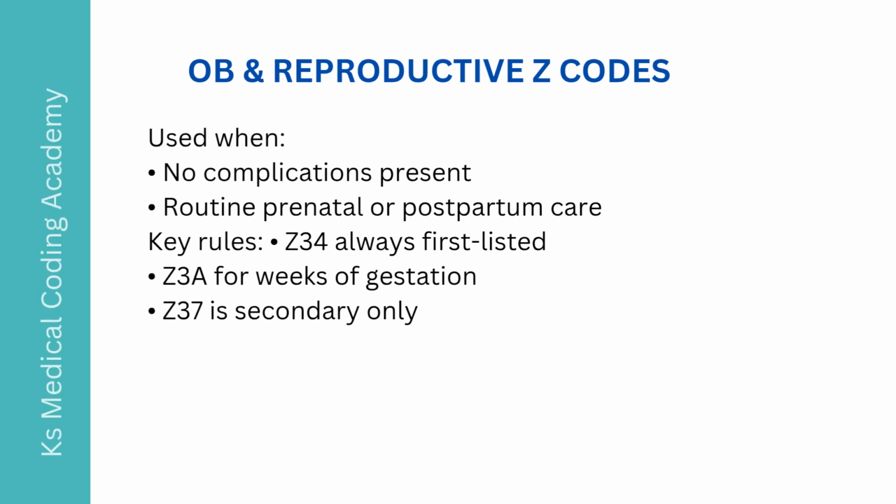Obstetric Z codes. Z codes related to pregnancy are used when no complications are present. For example, Z34 identifies supervision of a normal pregnancy, which must always be sequenced first. Z3A codes indicate weeks of gestation. Z37 codes, identifying the outcome of delivery, are always secondary.